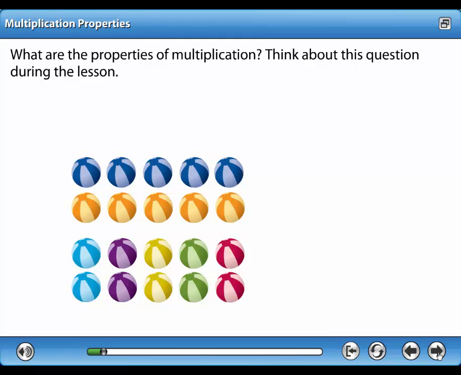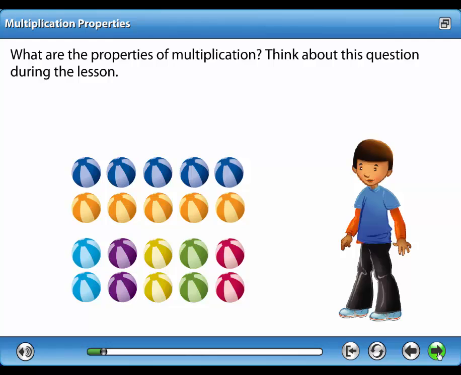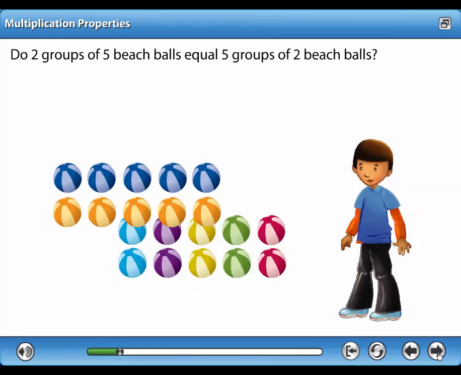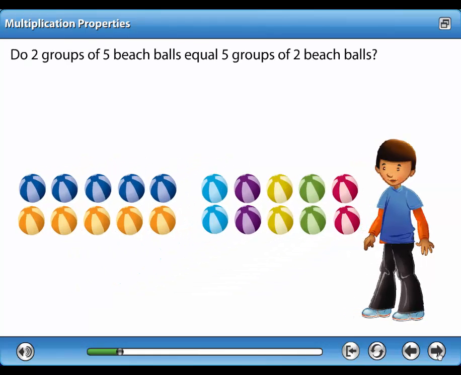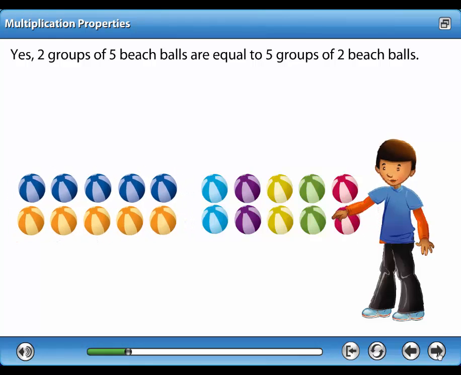What are the properties of multiplication? Think about this question during the lesson. Look at the picture of beach balls. Do 2 groups of 5 beach balls equal 5 groups of 2 beach balls? Yes, 2 groups of 5 beach balls are equal to 5 groups of 2 beach balls.